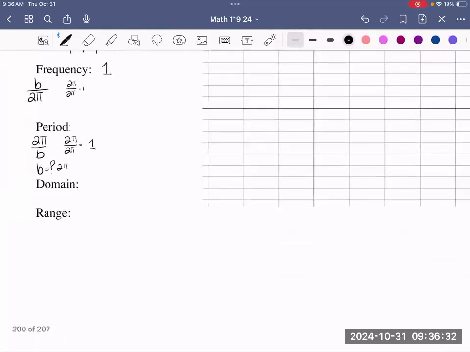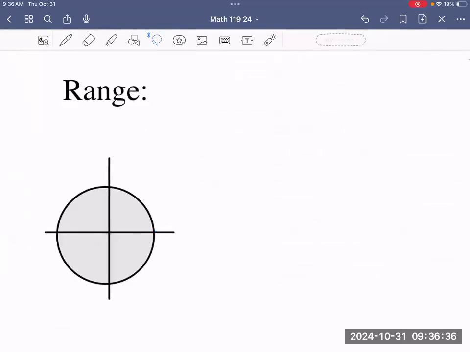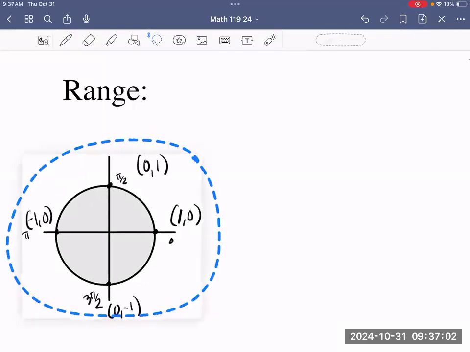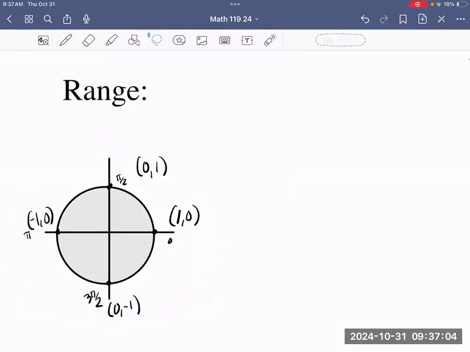Now let's go ahead and sketch your cosine really quickly. So cosine is, let's see, at 0, we're at 1, 0. At pi over 2, we're at 0, 1. At pi, we're at -1, 0. At 3 pi over 2, we're at 0, -1. So actually, I might copy this graph. It's a little bit better.